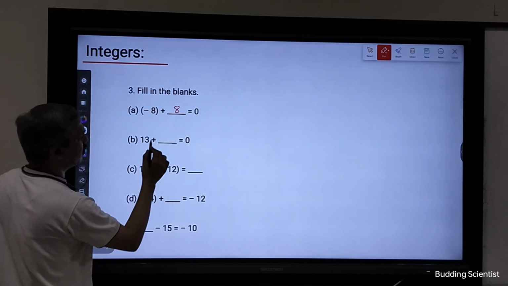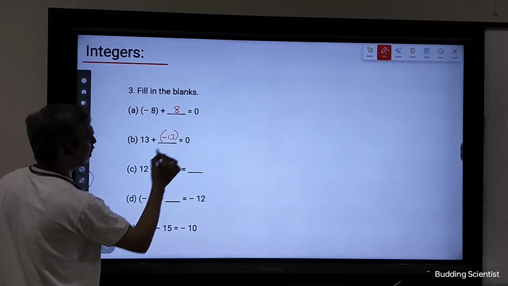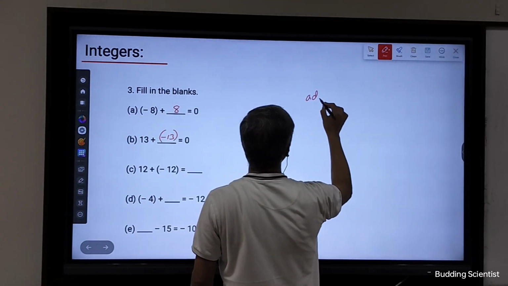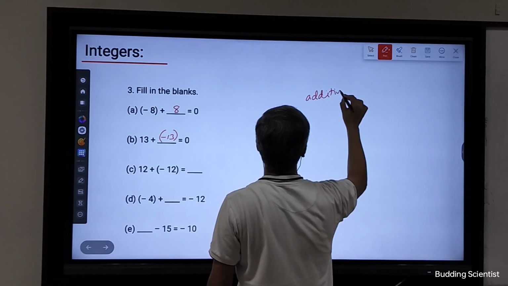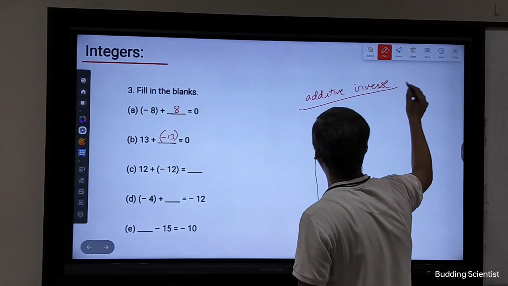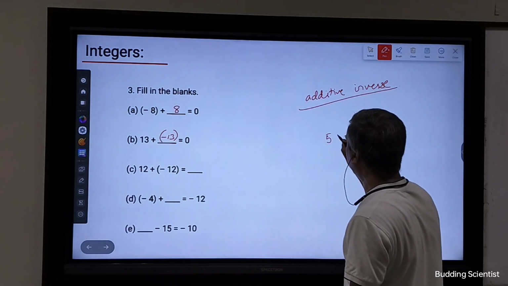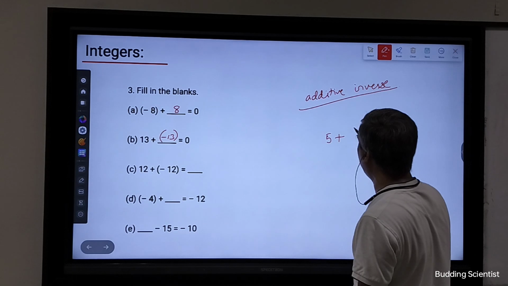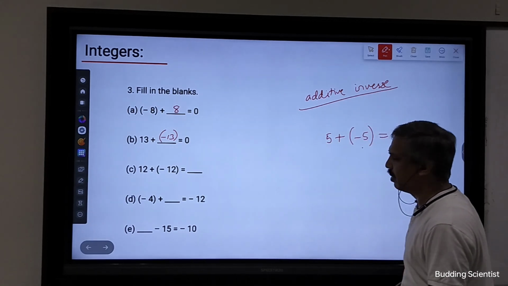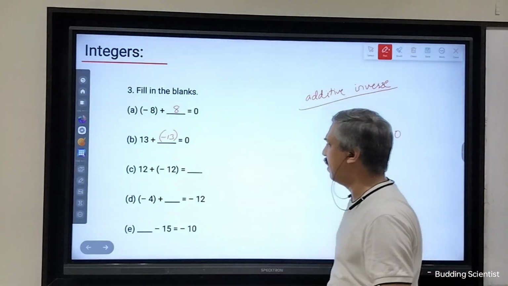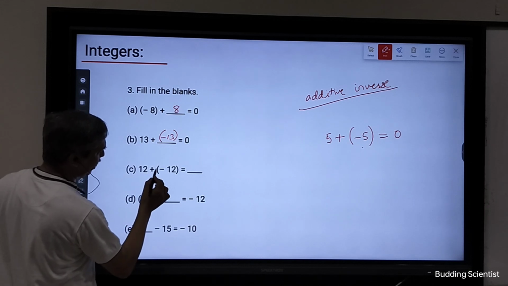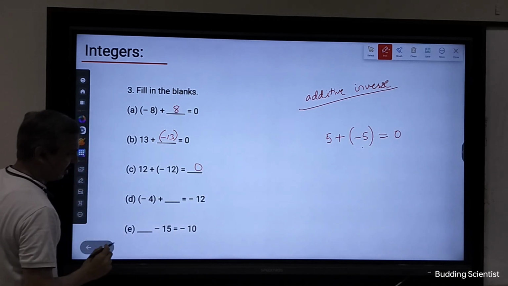13 plus blank is 0. This is minus 13. These are called additive inverses. Additive inverse means the number that when added gives us 0. So 5 plus, which number can be added to get 0? Minus 5. So minus 5 is the additive inverse of plus 5 and plus 5 is the additive inverse of minus 5. Here 12 plus minus 12 is minus 12 minus 12 is 0.